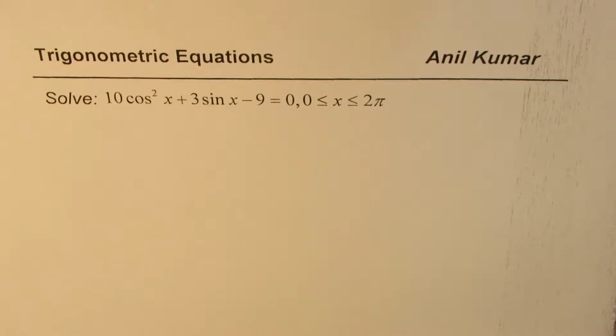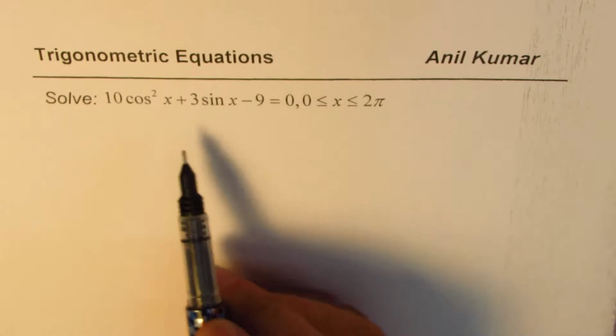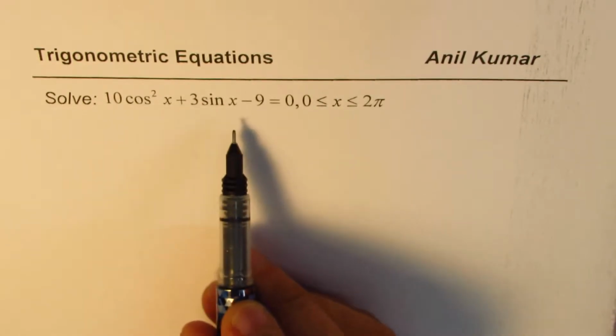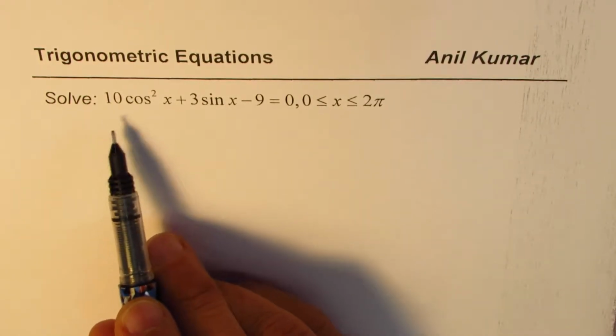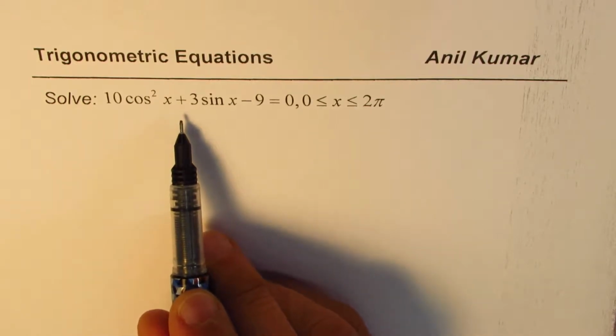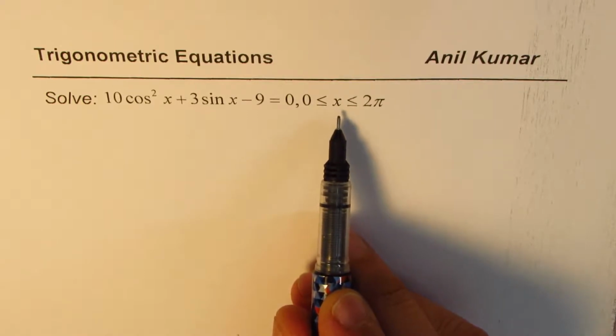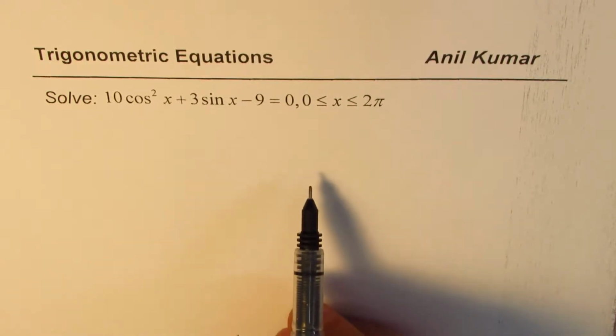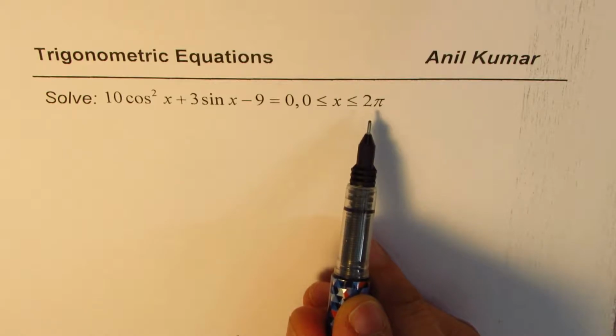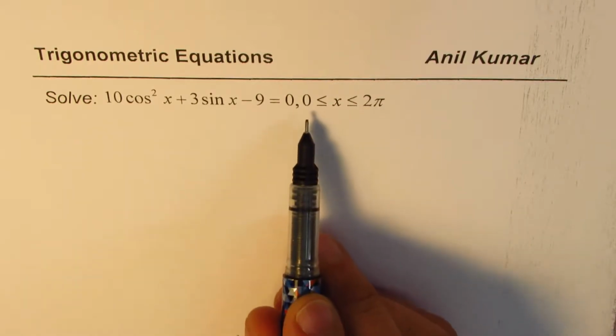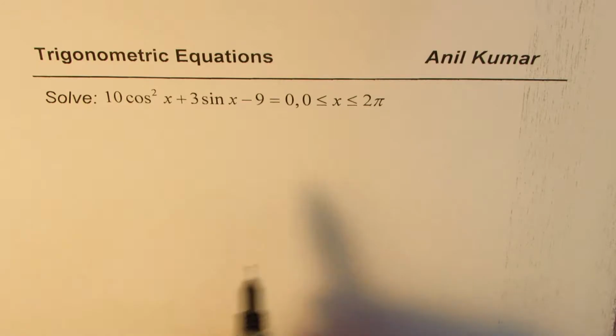Joseph, let me first thank you for sharing such an excellent question, and I'm sure many of my viewers will benefit from its solution. We are trying to solve a trigonometric equation. The one given here is in quadratic form. We need to solve 10 cos square x plus 3 sin x minus 9 equals 0, where x is between 0 and 2 pi. So we are expecting the solution in radians within the 0 to 2 pi interval.